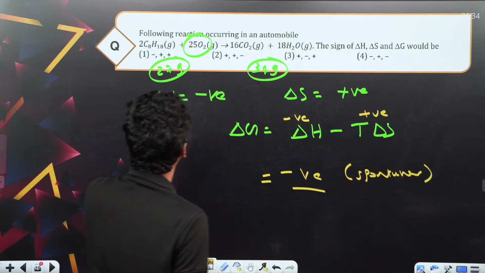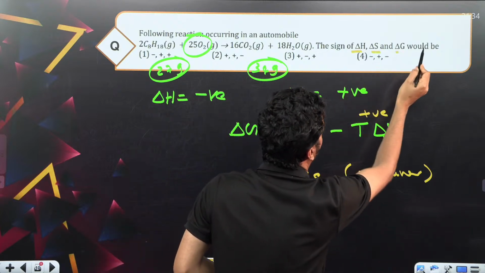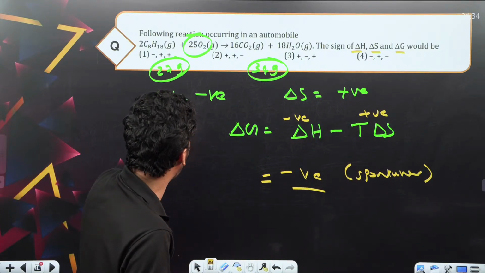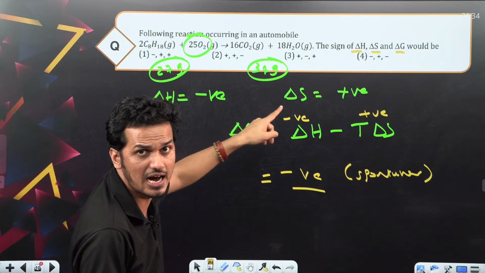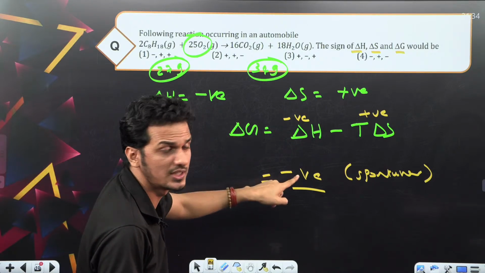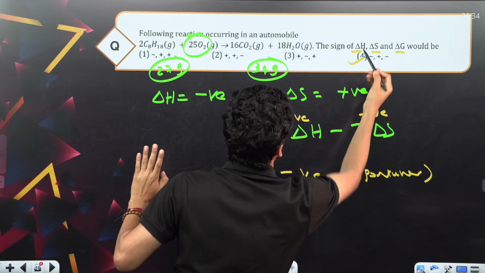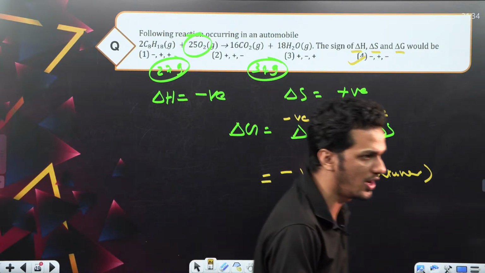That's the idea. They are asking about the signs of delta H, delta S and delta G. So delta H is negative, delta S is positive, delta G is negative. Negative, positive, negative. So option D is the correct answer. I hope you got it.